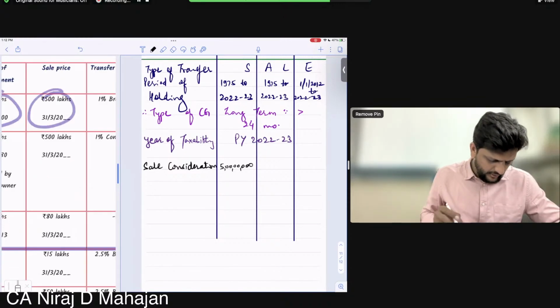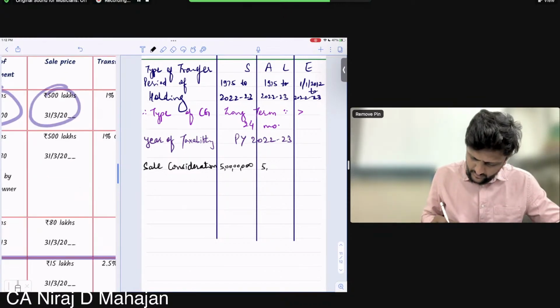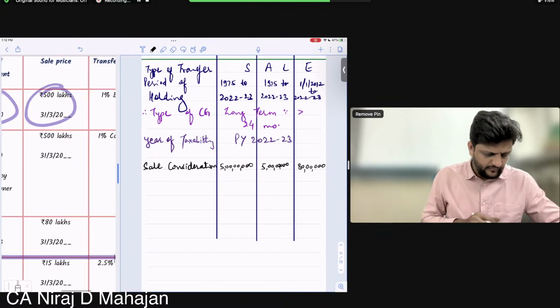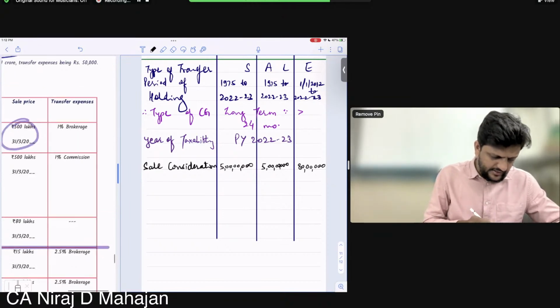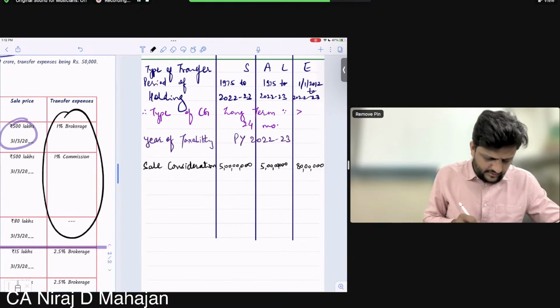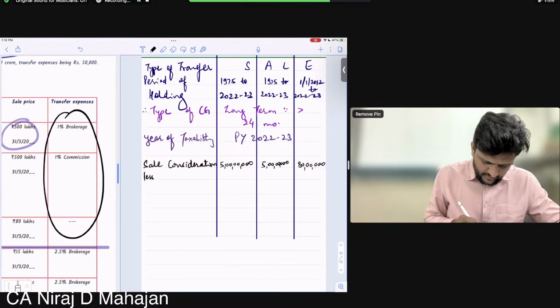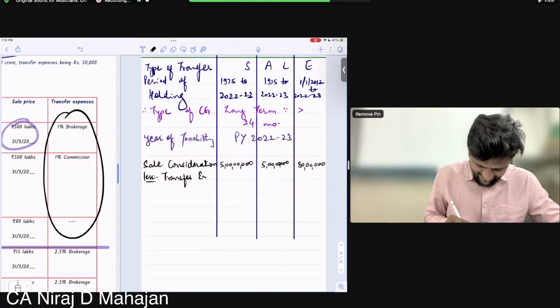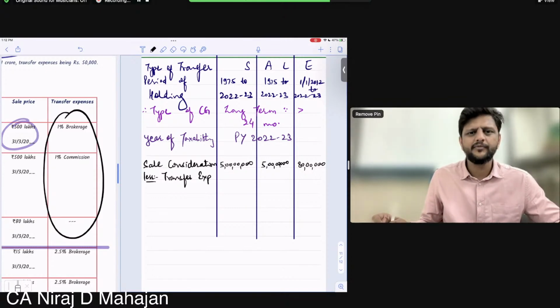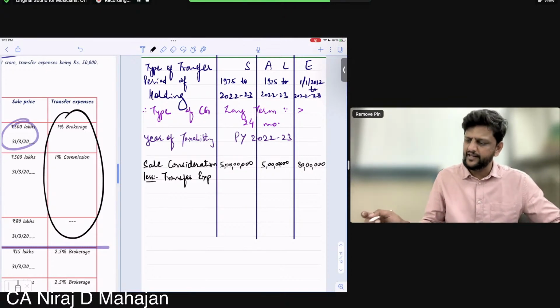Second sold for also 5 crores. And third was sold for 80 lakhs, 80. Is there transfer expenses? Yes, some of them they have. So less 1% of 5 crore, na? So 50 lakhs, 5 lakhs. 5 lakhs, correct?